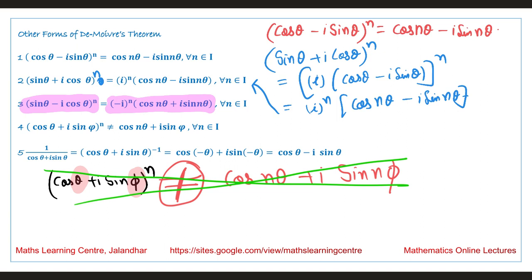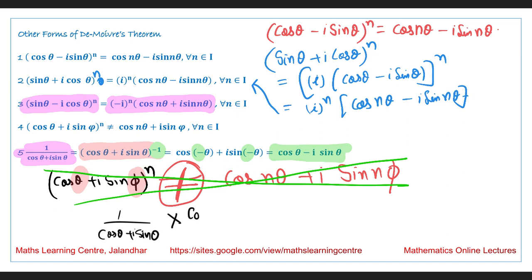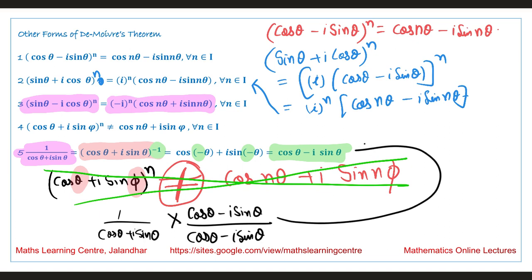And the last part we have is that 1 over (cos theta + i sin theta) can be written as (cos theta + i sin theta) raised to the power minus 1. Since the power is minus 1, the minus 1 is shifted inside, and we get cos theta - i sin theta. The same result we have also proved previously: we multiplied and divided 1 over (cos theta + i sin theta) by cos theta - i sin theta, and obtained this result. The denominator becomes cos square theta + sin square theta, which is equal to 1, and we obtain this answer.